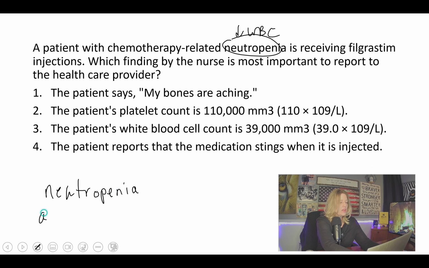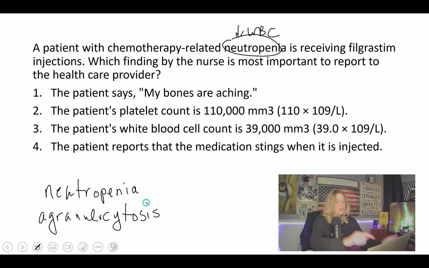And agranulocytosis also means low white count. Okay, so those two words mean a low white count. You don't want to miss the question because you don't know what the words mean. Mark always says, as long as I've known him, poor vocabulary is the number one reason people fail NCLEX. So you got to know the vocabulary.